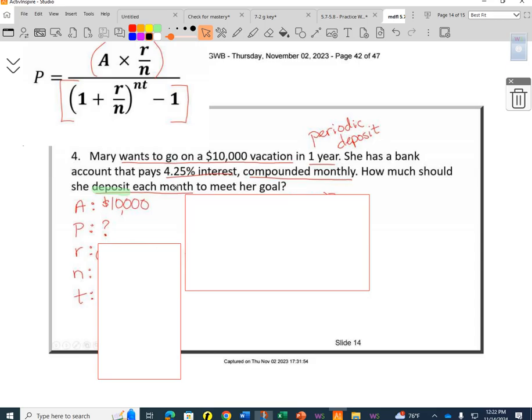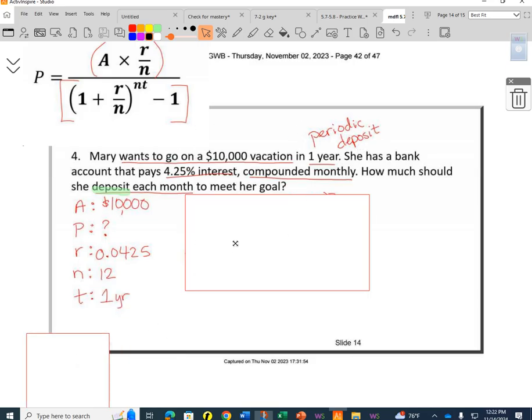The rate, 4.25 divided by 100 is 0.0425. Compounded monthly. So what's the N going to be, Zakaya? Perfect. There's 12 months in a year. The N stands for how many times it's compounded in a year. And T, it says 1 year, so T is 1. So we're replacing all of our variables in this formula with the numbers that we've written here.